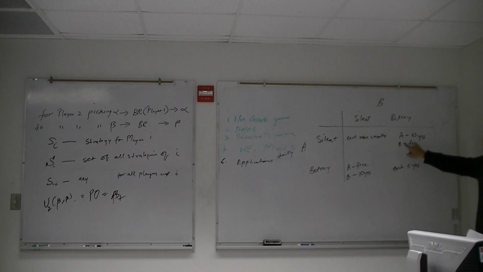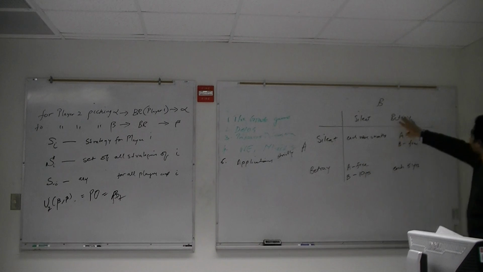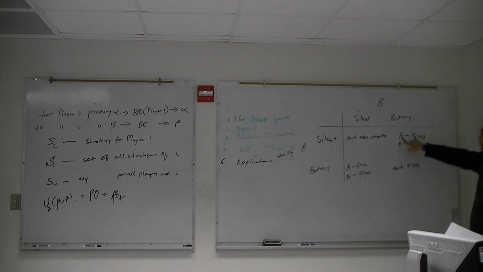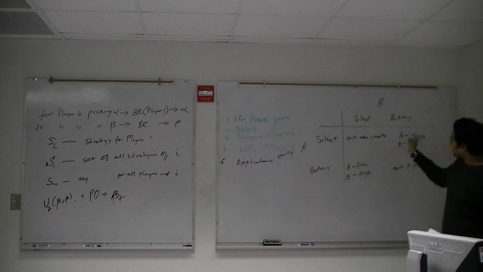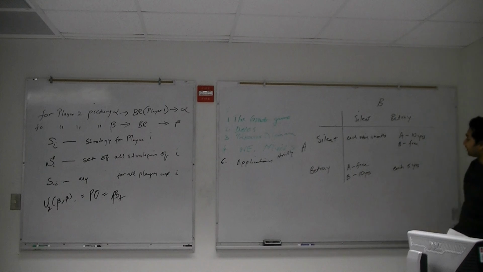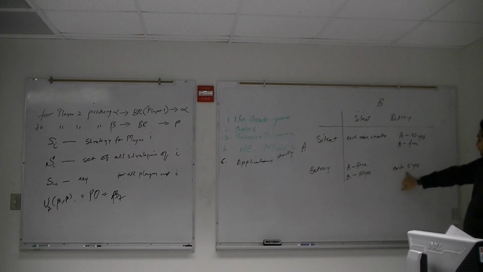Okay. So if A remains silent and B betrays, right? So A gets 10 years. Okay, and B goes free. So can you envision that? And it's a symmetric one. So A gets free, and if both betray, right? Each serves 5 years. Okay.